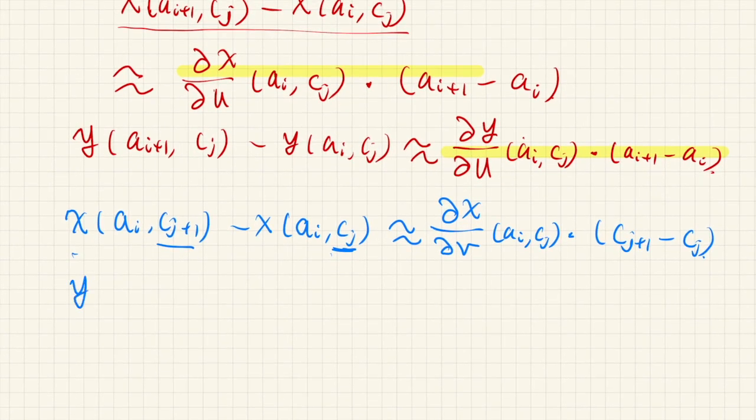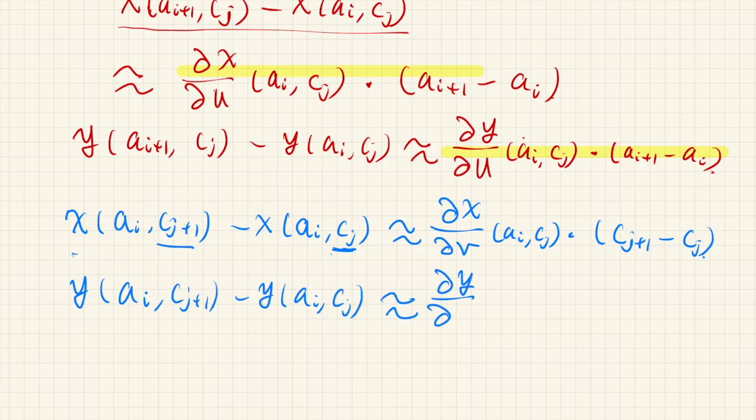And for the y coordinates, we have this, at cj approximately, dy/dv times cj+1 minus cj.